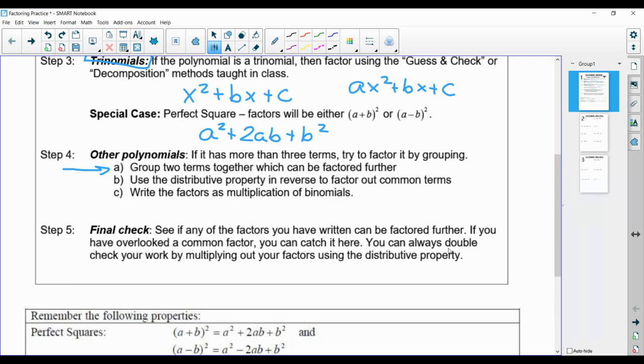Now, you can also double check your work. So for example, if I had 6x squared, let's try that again, 6x squared plus 3x. And you factored it by pulling out a common factor. So you pulled out a 3, you pulled out an x, and that left you with 2x plus 1. Well, if you wanted to double check that, you would just multiply it back out. So 3x times 2x is 6x squared, and 3x times 1 is 3x. And it matches what we started with, so we know we did it correctly.